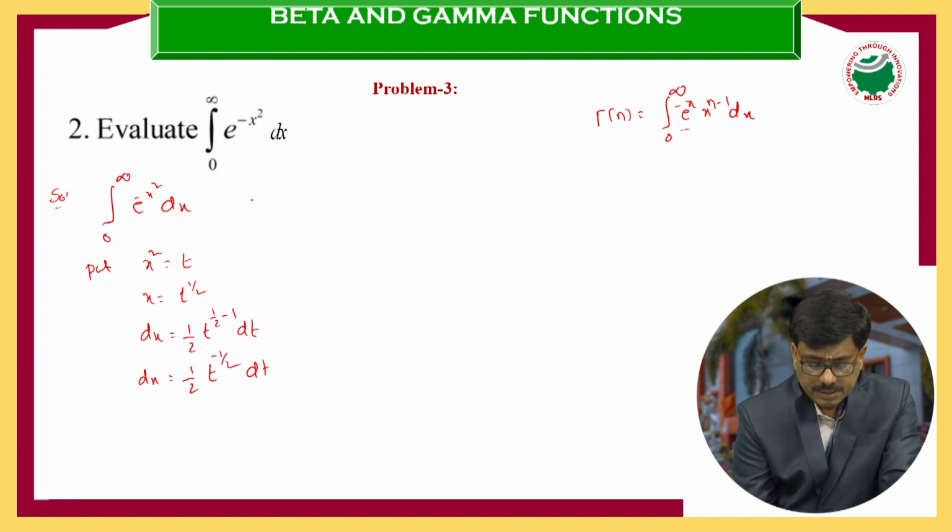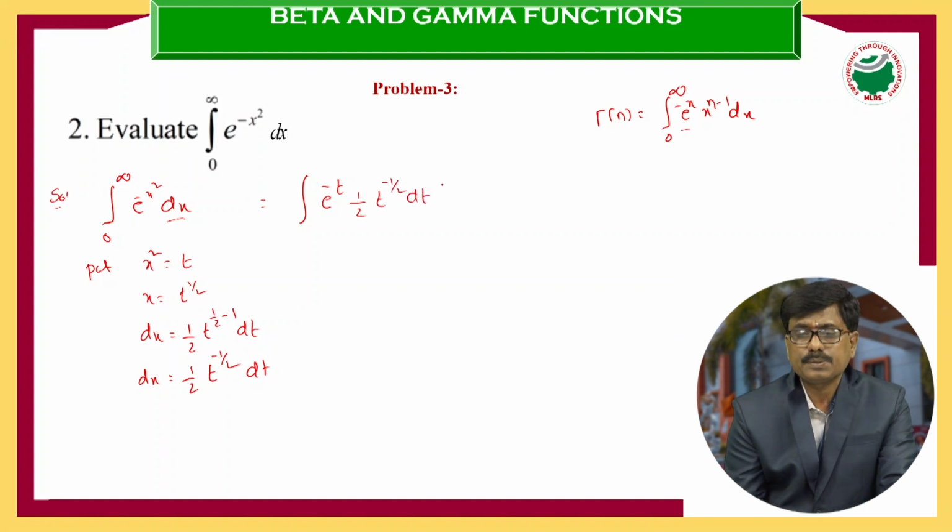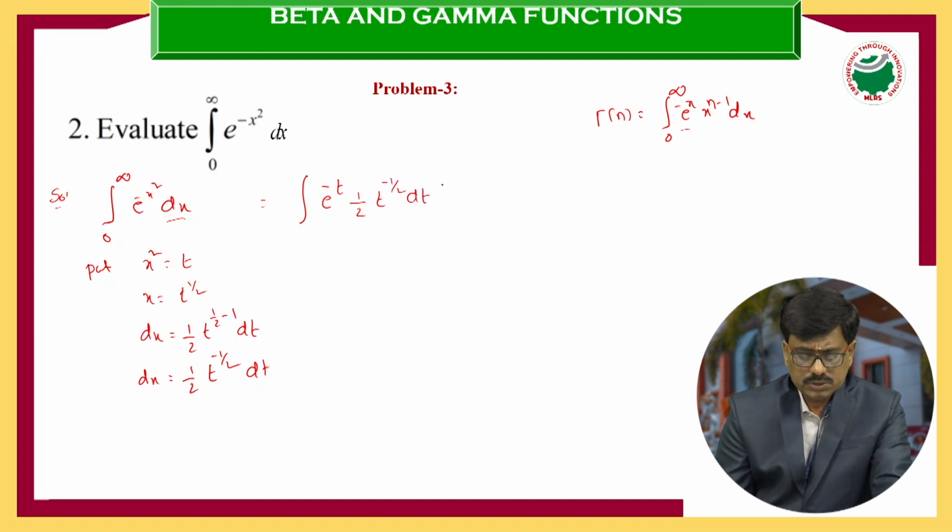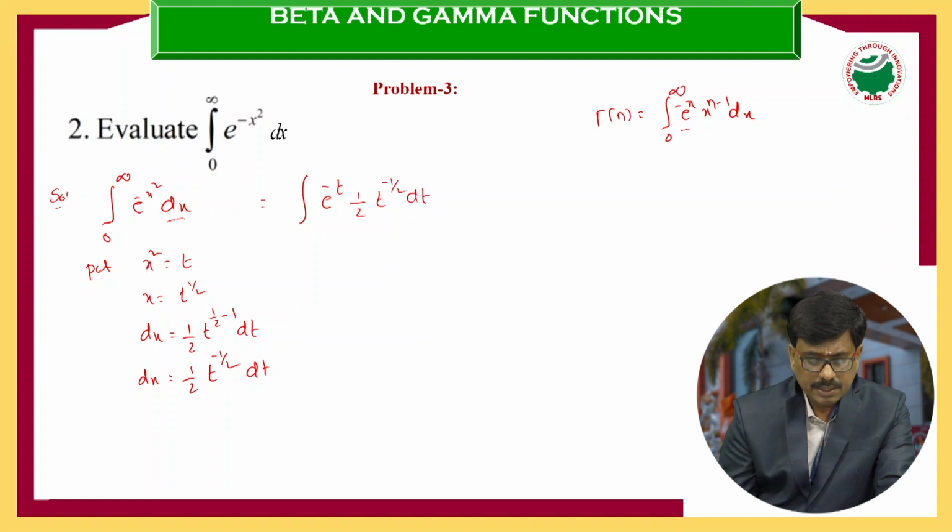Now this integral becomes integral e power minus x square. X square replaced by what? X square is replaced by t, and also dx is replaced by 1 by 2 t power minus 1 by 2 into dt. Now look at the limits.